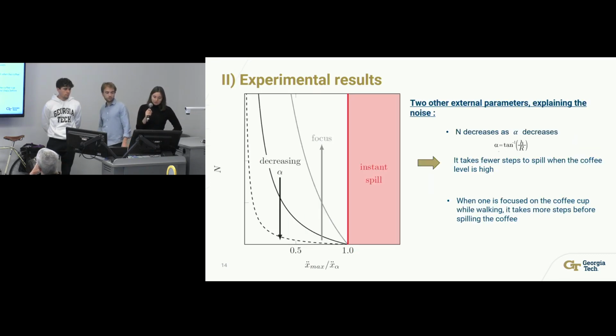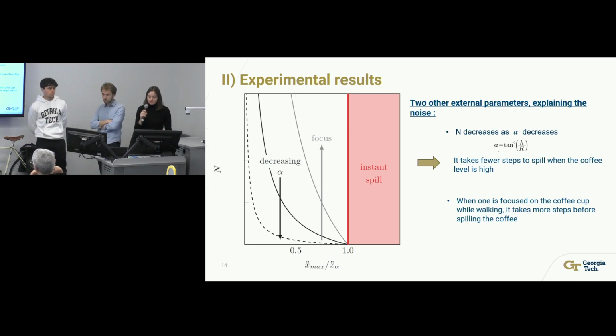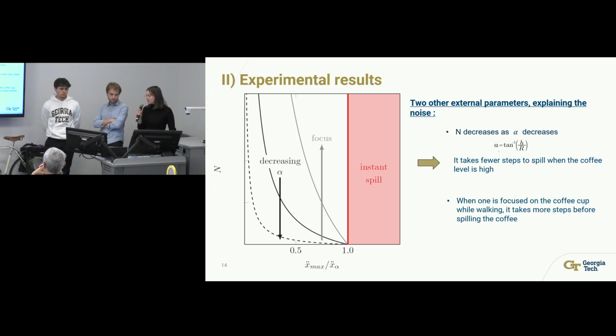So then the study wanted to determine some other external parameters to explain the noise. And we can firstly talk about alpha, which is the coffee level angle. And this also represents the level of coffee in the cup. So we can see on the plot that the number of steps before spilling coffee decreases as alpha decreases, which means quite naturally that it takes fewer steps to spill when the coffee level is high.